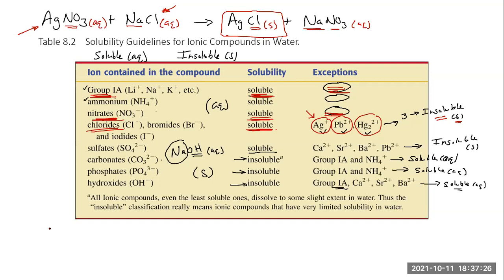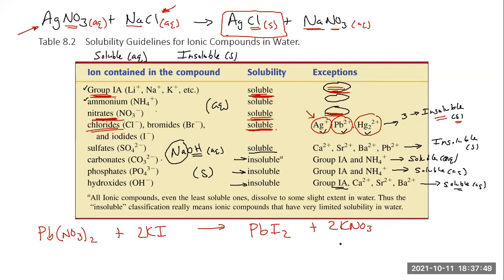So why don't you try one here just to make sure. So let's take lead 2 nitrate plus some potassium iodide and goes to lead 2 iodide plus some potassium nitrate.